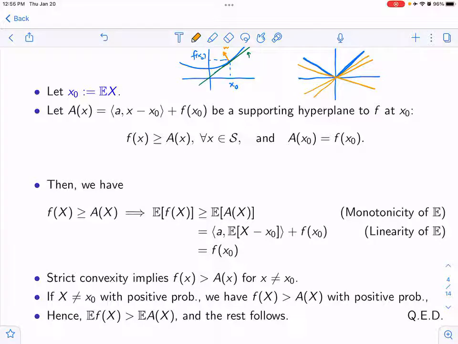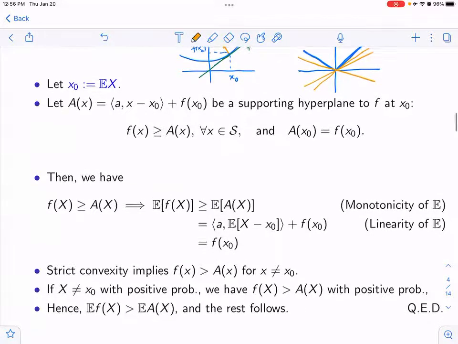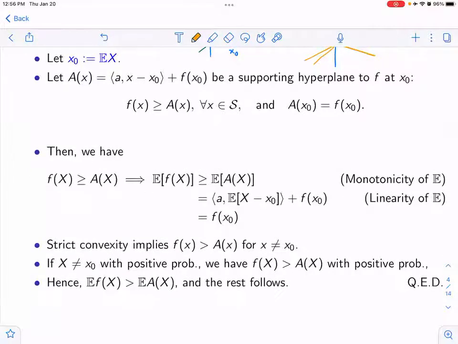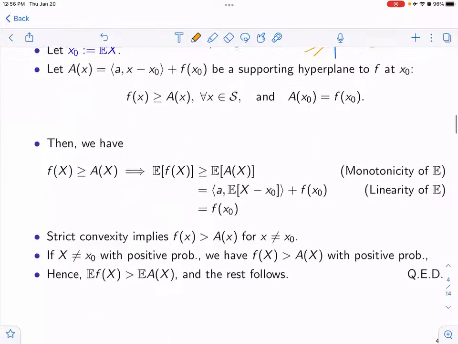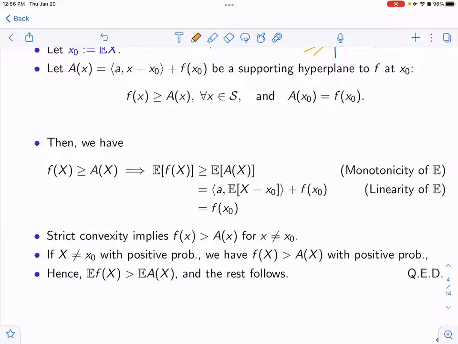That's the only thing that you need to know, and this is a fact of convex analysis. If you're interested, it's related to the Hahn-Banach separation theorems. There are many variants of it, and this is one variation. In any case, from convex analysis, there exists at least one such supporting hyperplane.